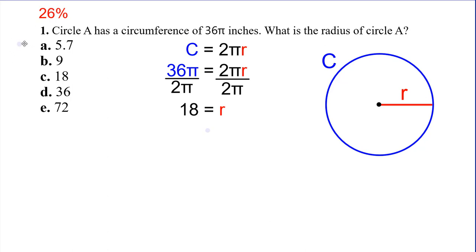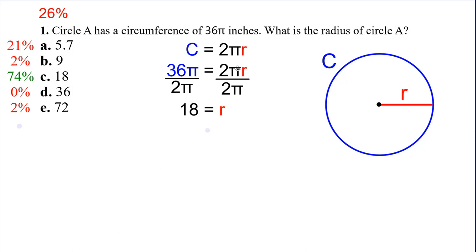So 26% of you guys missed this problem. So that means 74% of you got it right. So overall, this is pretty simple. It looks like a lot of you guys picked A. Let me see. I'm not sure if A is where you divided 36 by pi as well. I think that's what it is.